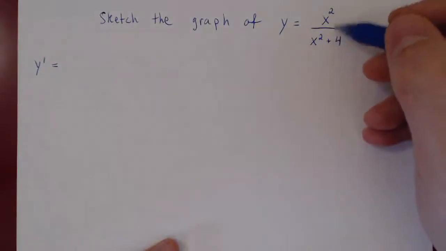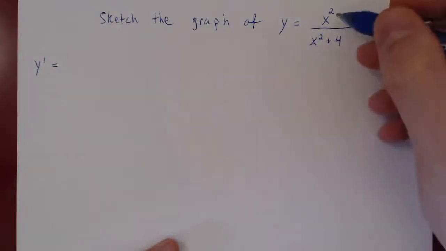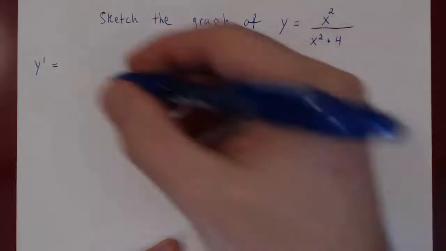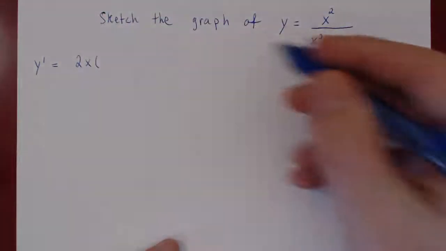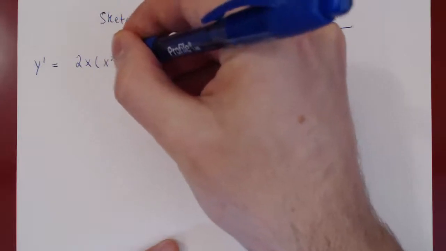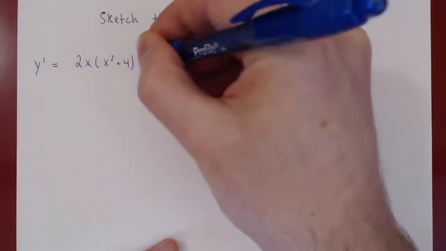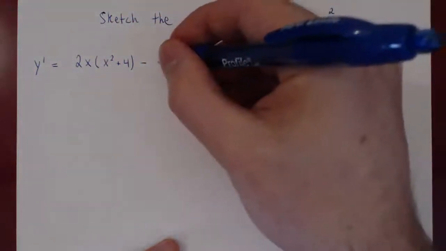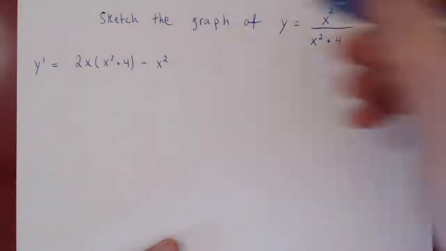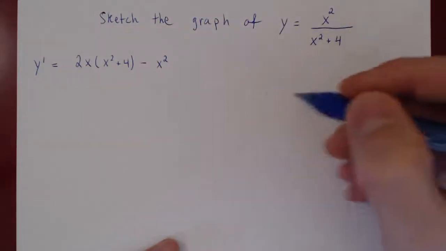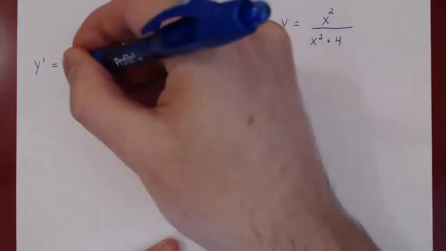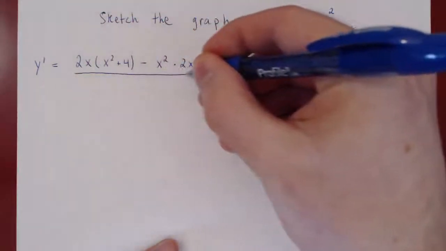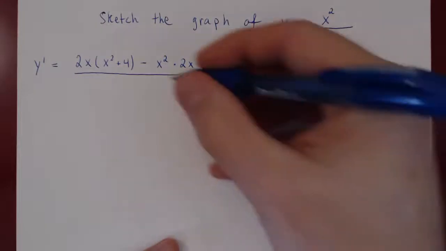As we have a quotient, we have to use the quotient rule. So we'll get the derivative of x squared, which is 2x, times x squared plus 4, minus x squared, times the derivative of x squared plus 4, which is 2x, over x squared plus 4 all squared.